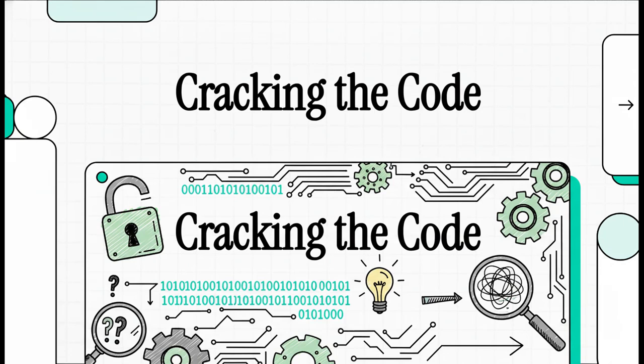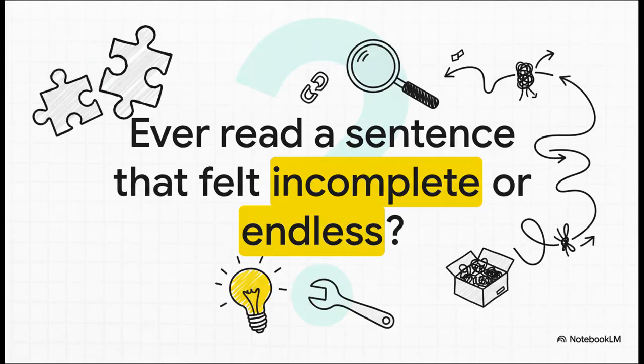Welcome! Today we're going on a mission to crack the code of clear communication. We're going to spot and fix the two most common errors that can really weaken our writing and confuse our readers. You know that feeling, right? You're reading something, and all of a sudden you hit a sentence that feels, well, like a puzzle with a piece missing. Or maybe you've seen the opposite, a sentence that just goes on and on and on, mashing a bunch of ideas together. Well, today we're going to solve those mysteries.